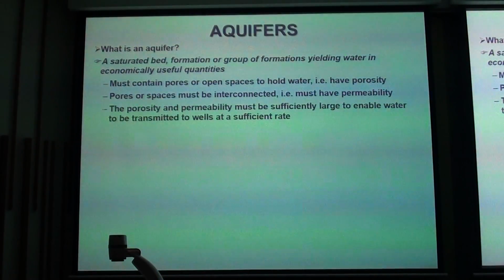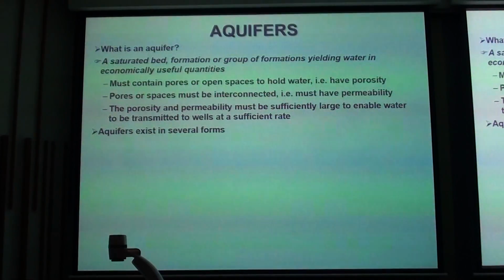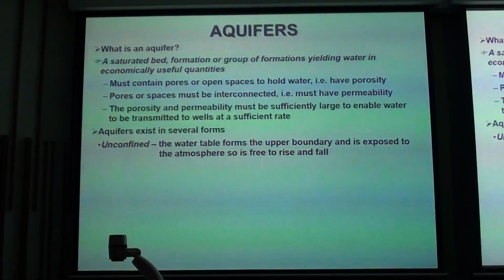Some aquifers are better than others for this. It depends how much water you want as to how useful they are. Okay, there are several types of aquifers you encounter in these studies. Unconfined aquifers basically sit in the ground. The water table is exposed to the atmosphere and it can rise and fall as water percolates to or is extracted from the aquifer.